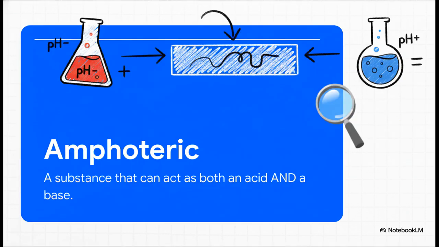And here is the brilliant answer. Water does both. The scientific term for this superpower is amphoteric. It means a substance can act as an acid and as a base. It all just depends on what it's hanging out with. It doesn't have to choose a team.